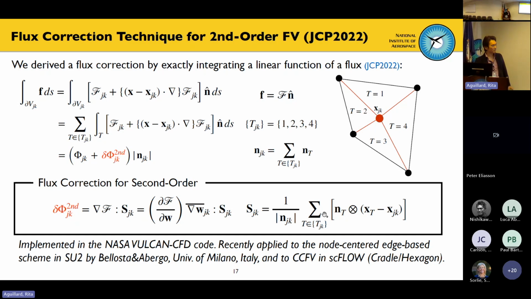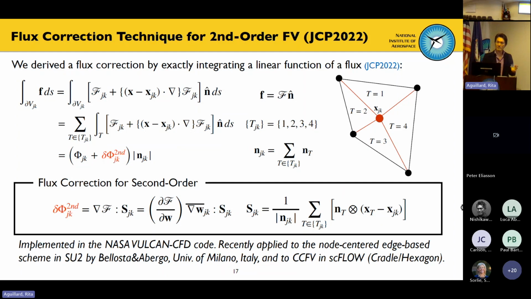This matrix is called the correction matrix, and you can compute it for a given mesh and keep it. And then, when you use the chain rule to compute the flux derivative, you only need the gradient of the solution. This technique has been implemented in the NASA Vulcan CFD code to achieve second order accuracy on any grids. And recently, this technique has been implemented in a node-centered scheme in SU2 by Tommaso Bellosta and Luca Alberti at the University of Milano in Italy. And also in a cell-centered finite volume scheme in SC/Tetra, the commercial CFD code.